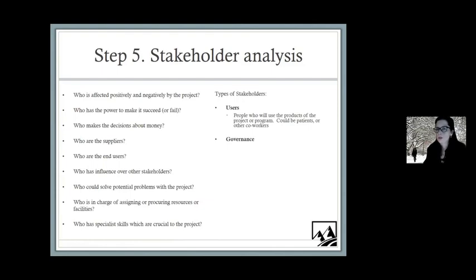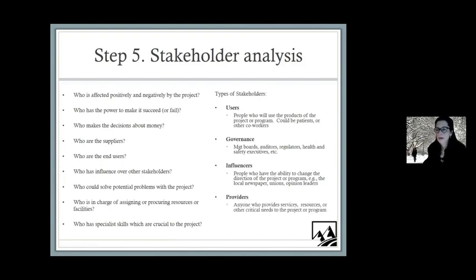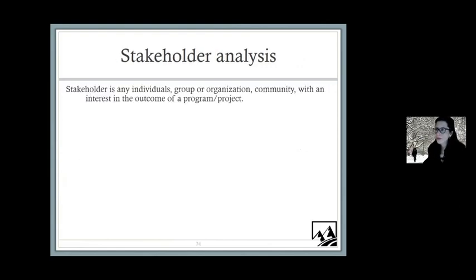Other kinds of stakeholders would be those from governance. So management boards, auditors, regulators, health and safety executives, etc. We have your influencers. Those are people who have the ability to change the direction of a project or program, like local newspapers, local unions, local opinion leaders, religious leaders, tribal council members, etc. Then you have your providers, and that's pretty much anybody who provides services, resources, or other critical needs to the project or program. So a stakeholder is basically any individual, group, organization or community that has an interest in the outcome.